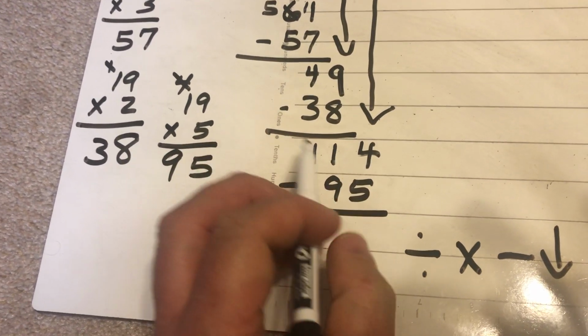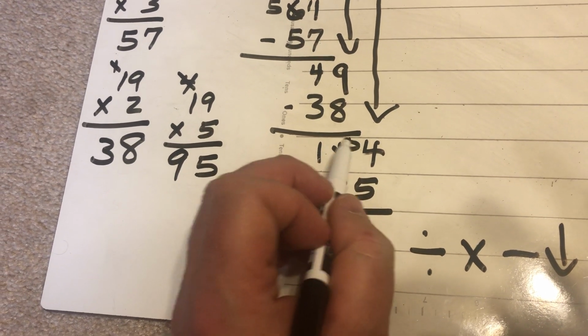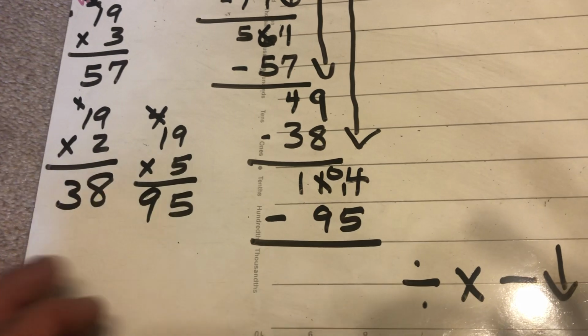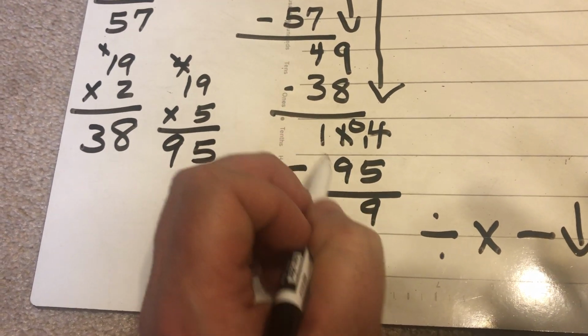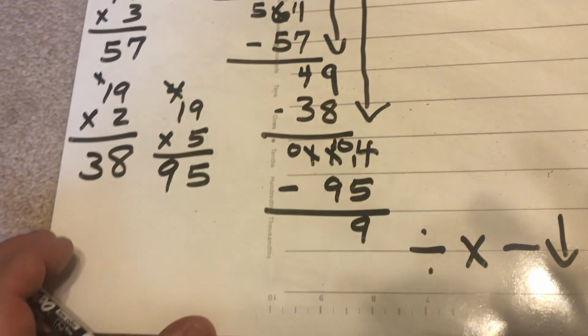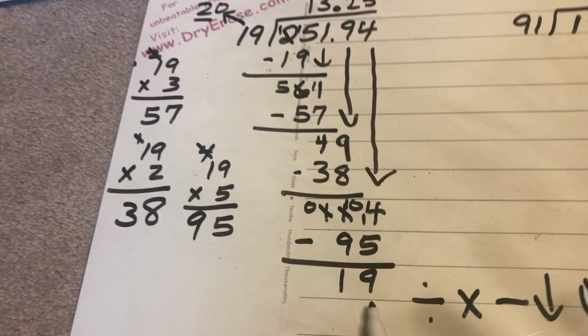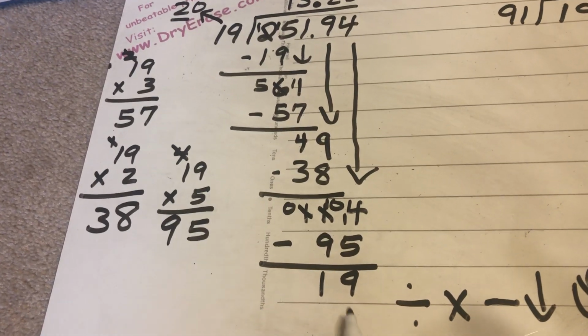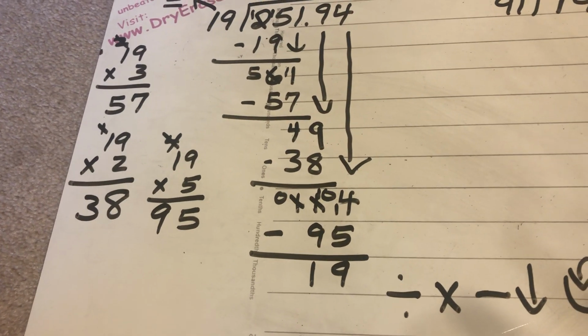We're going to subtract. I can't do 4 minus 5, so I'm going to borrow from the 1, make it a 0. Make that 4 a 14. 14 minus 5 is 9. Can't do 0 minus 9, so I'm going to borrow from the 1, make that a 0, make that 0 a 10. 10 minus 9 is 1. Well, now I have a problem because 19 is not less than 19.